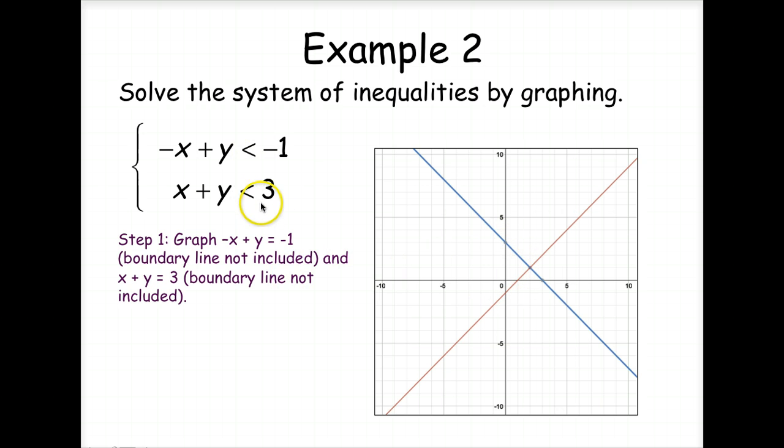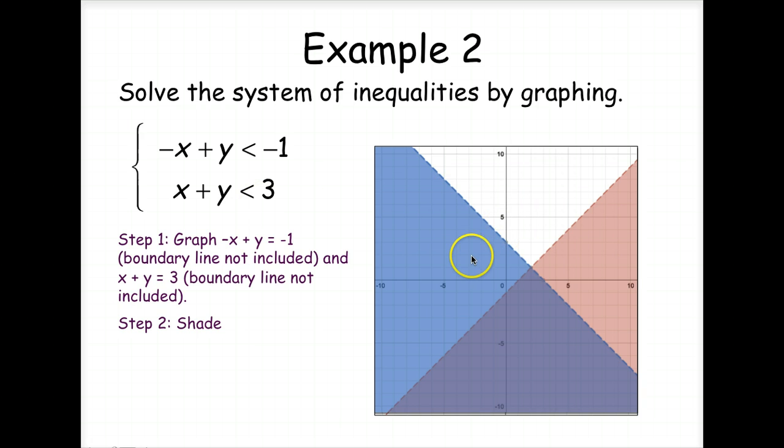Notice both of these need to be dashed, and we shade less than on both of them. This area is where they both intersect. So that is the solution to a system of inequalities. Very well done. You're ready to begin working on the lesson.